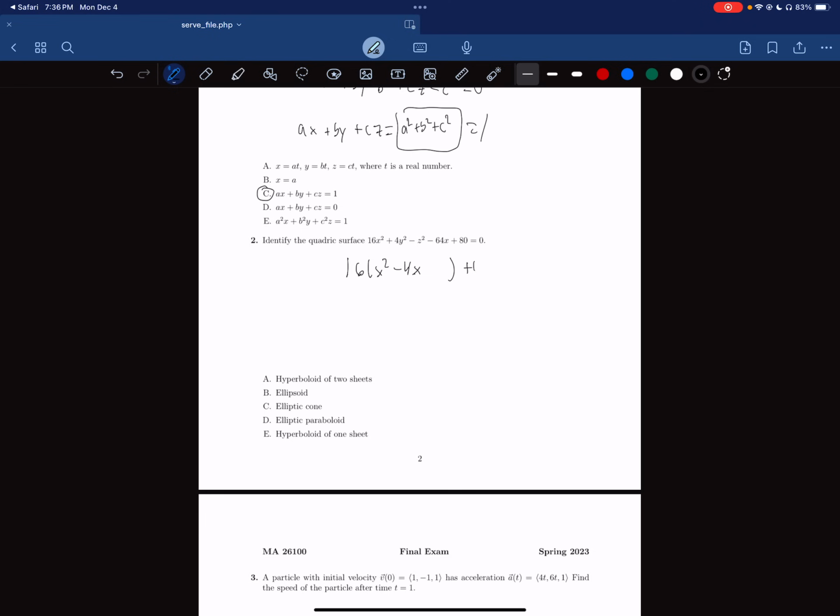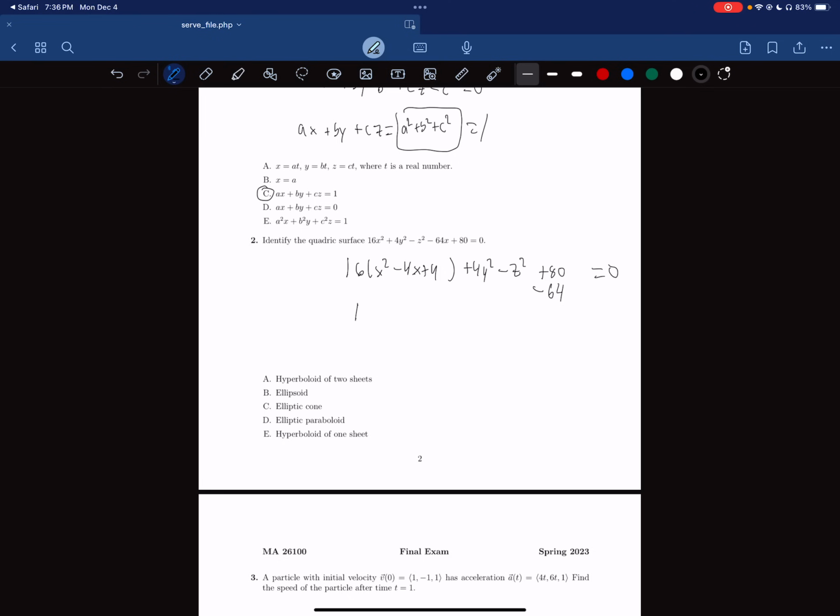And then, of course, plus 4y squared minus z squared, and then plus 80. It's going to be equal to 0. I left a space here because when we complete the square, we're going to need to subtract something from the same side. So I'm going to add 4 here, of course, to complete the square. And that means we need to subtract 64 from the same side to make sure that you're not inappropriately manipulating the equation.